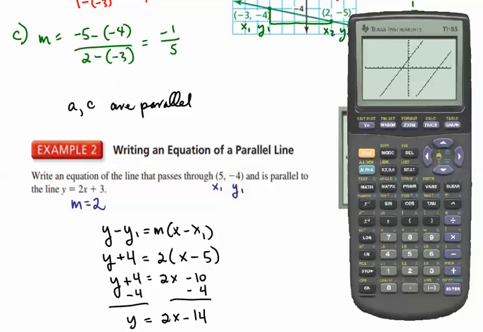We want an equation of a new line that's parallel to the old line. That means it has to have the same slope as the old line, but it passes through the point 5, negative 4. So we use the slope from the old line, we use the point that we're given, and we plug them into the point slope form and come up with a new equation.